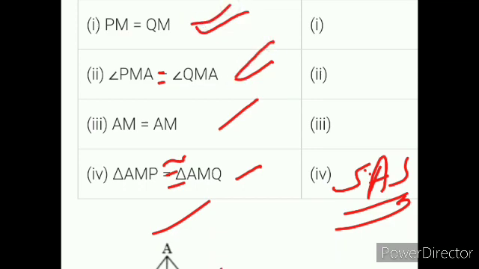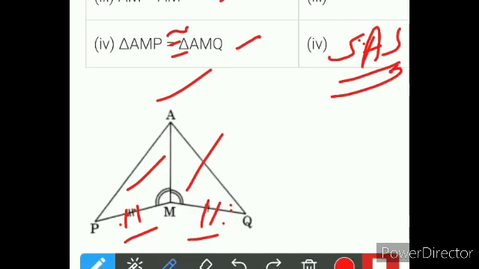Two sides are equal, they are given. The measures are not given, but they show the equal sign, the similar sign. If they are given like this, it means these two sides are equal. These two angles are also marked in a similar way, so these two angles are equal. Then AM is the common side. So according to the SAS criterion, these two triangles are congruent. You only need to write the reason, that's all for this question.